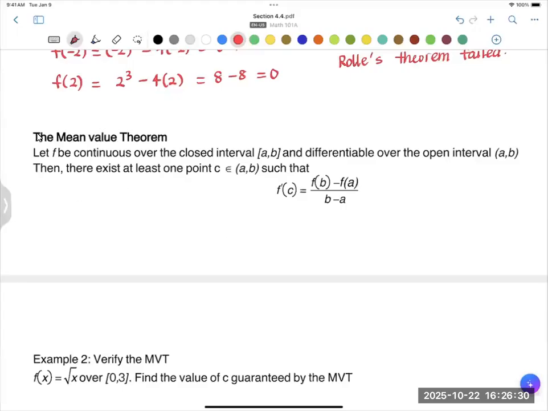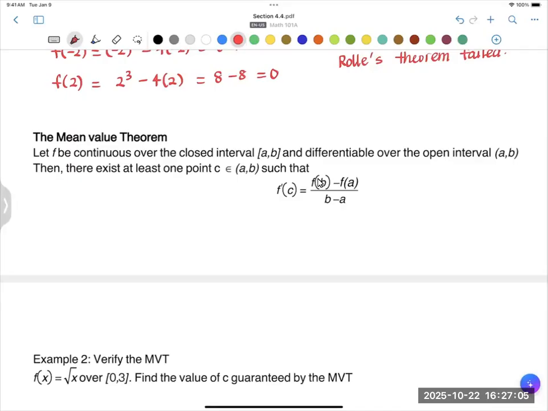Now we will take a look at the mean value theorem. So for the mean value theorem, what does the mean value theorem say? We have f is a continuous function over the closed interval and differentiable. These two things must be defined. And the mean value theorem will guarantee that there will always exist at least one c in between the interval such that the derivative of that value will equal the average rate of change.